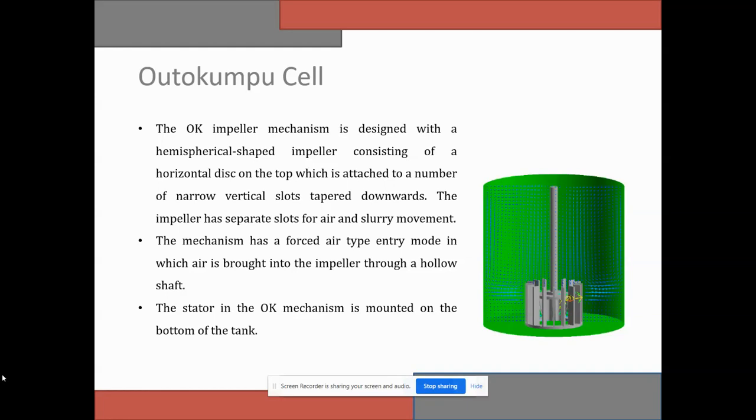Now, at CompuCell, the OK impeller mechanism is designed with a hemispherical shaped impeller consisting of a horizontal disc on the top which is attached to a number of narrow vertical slots tapered downwards. The impeller has separate slots for air and slurry movements.